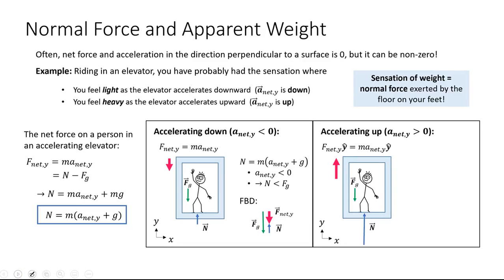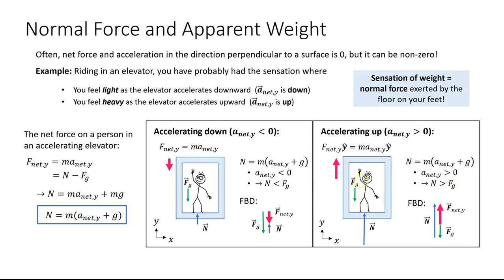All right, let's look at the second case here, which is the case where you're accelerating up, and this is the case where you feel heavy. So in other words, the normal force acting on you is going to be greater than your weight. In this case, your net acceleration in the y direction is positive. So when you do a net y plus g, you're going to get something bigger than g. So that term in parentheses will be bigger than g, and so m times whatever is in parentheses is going to be bigger than m times g. In other words, your normal force is going to be greater than your weight.